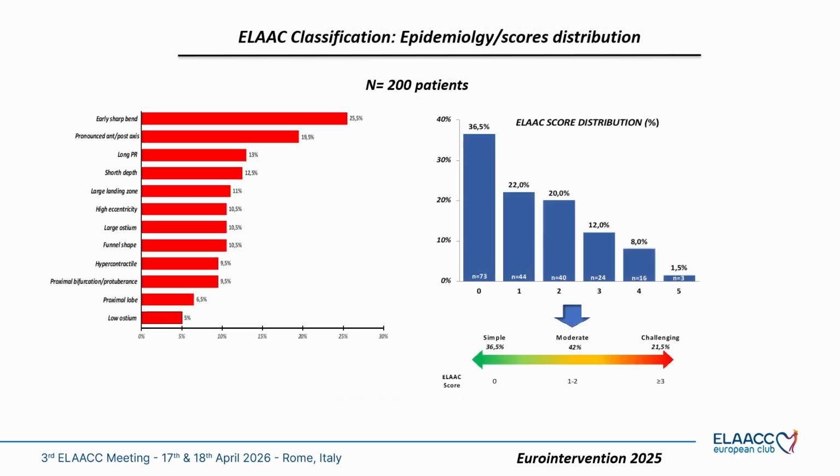We did a very small epidemiology of those parameters. And you can see that the distribution, at least 1/5 of this population had a challenging score, like more than 3, moderate 42%, and simple 1/3 of the patients.